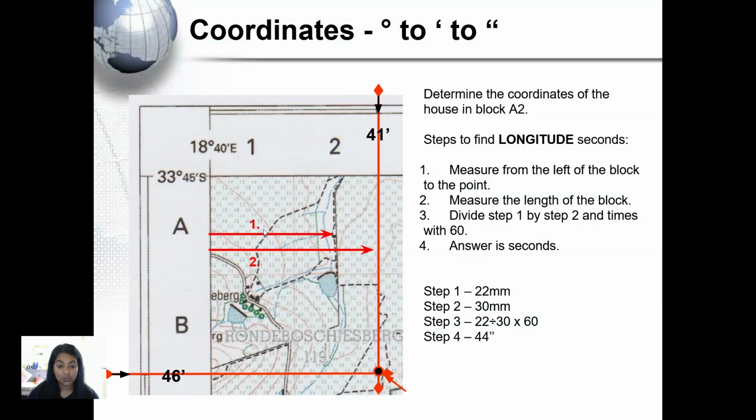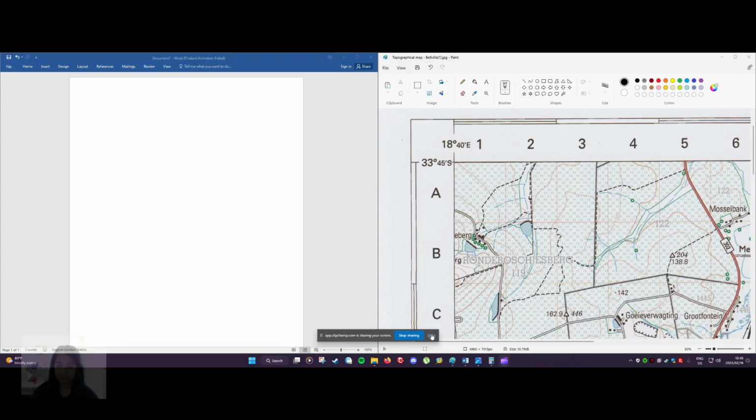So my first measurement I can see is 22 millimeters. My second measurement is 30 millimeters. So I take 22 divided by 30 times by 60, and I get a nice round answer of 44. So the answer is 18 degrees, 40 minutes, and 44 seconds east. Right, nice and simple, but let's have a look at another example together.